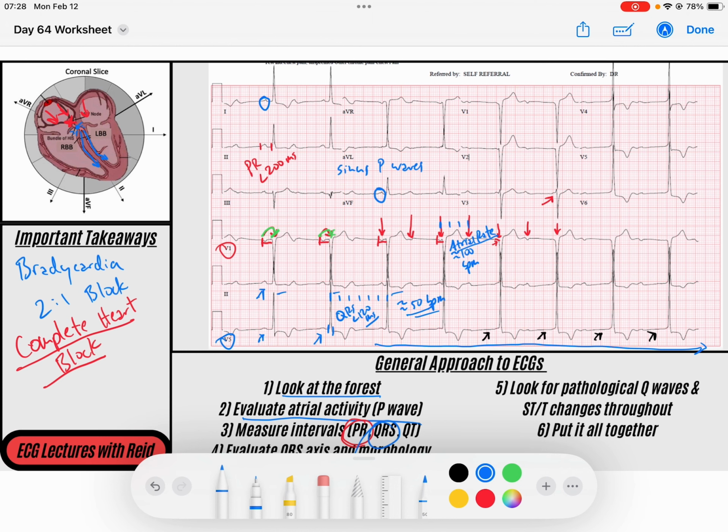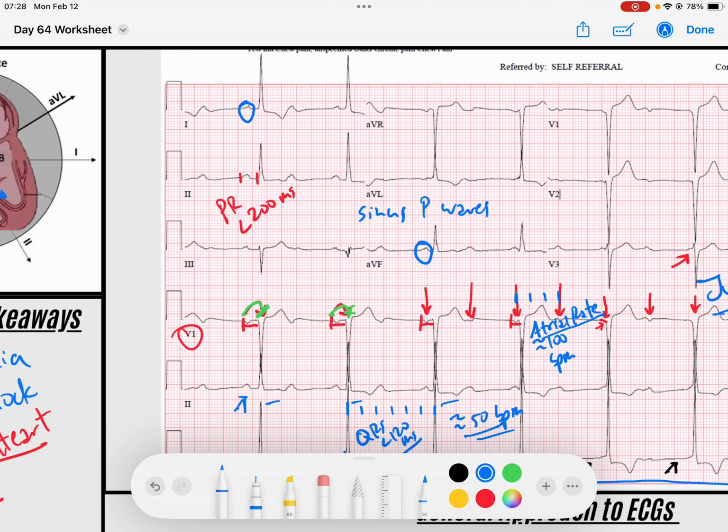So this narrow complex QRS is likely a very regular junctional rhythm at 50 beats per minute. Usually the AV junction beats from 40 to 60 beats per minute. So junctional is typically 40 to 60 beats per minute. It's usually slower than we expect the sinus node from 60 to 100. But let's evaluate the morphology of this junctional QRS. We see it's upright in lead 1, it's upright in aVF, so our QRS axis is normal.